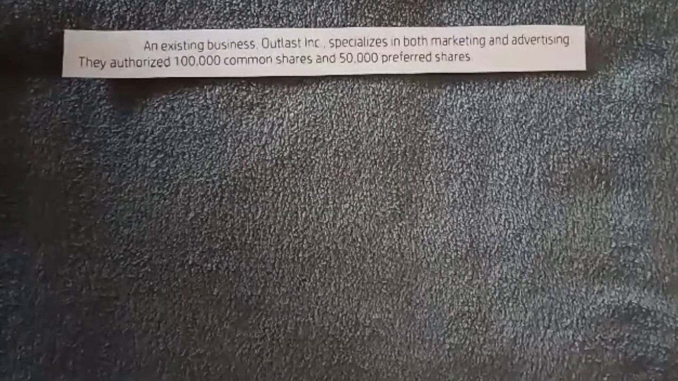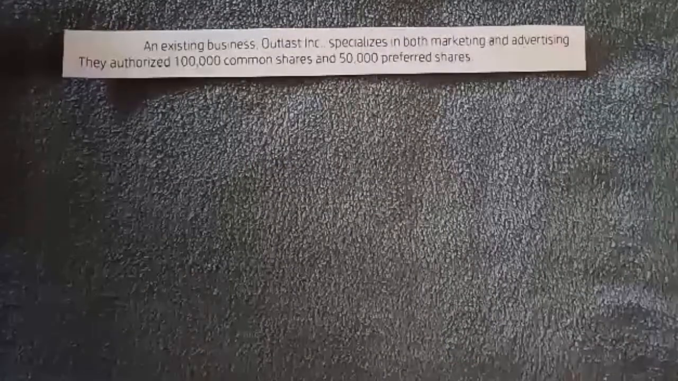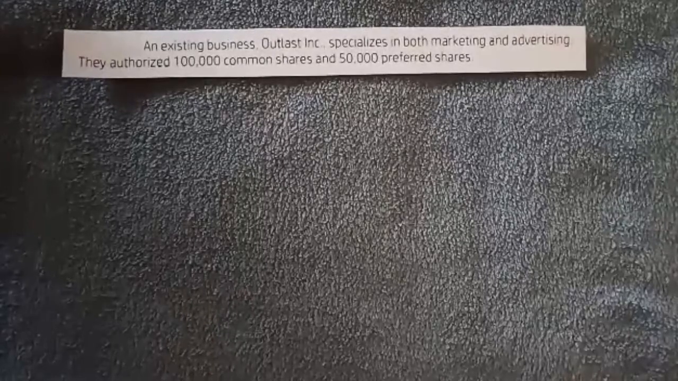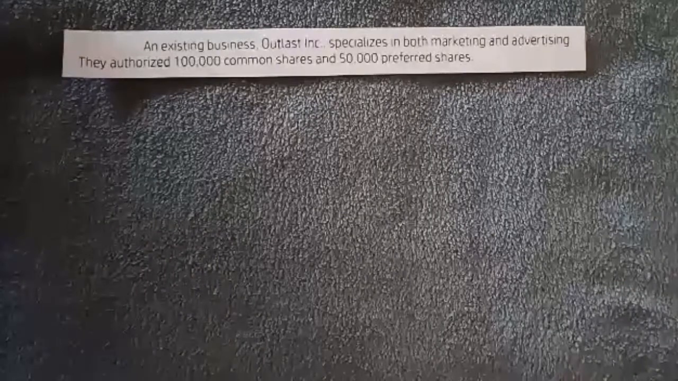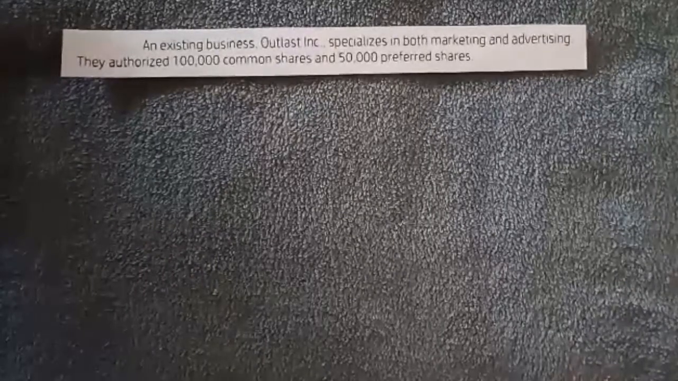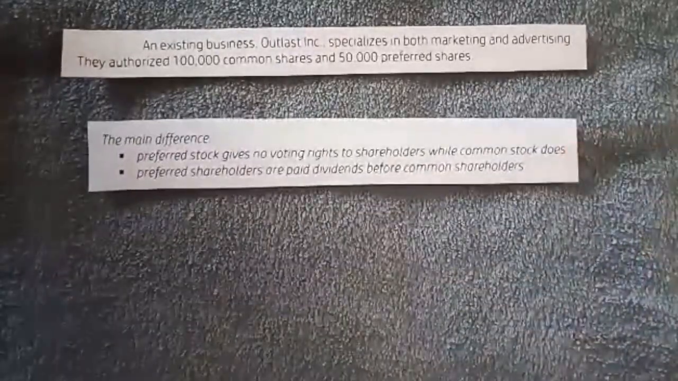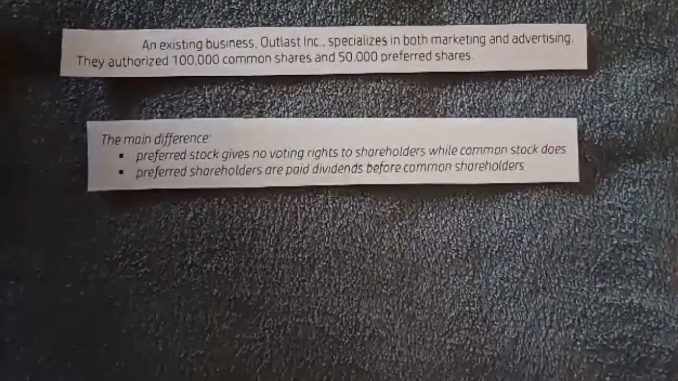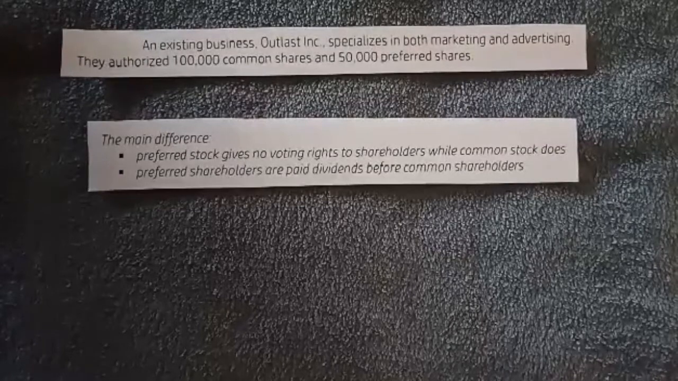They've authorized 100,000 common shares and 50,000 preferred shares. Since we are following the basics, we will focus on common shares, but essentially, common and preferred shares are similar, except they differ in voting rights and pay priority. So back to the scenario.